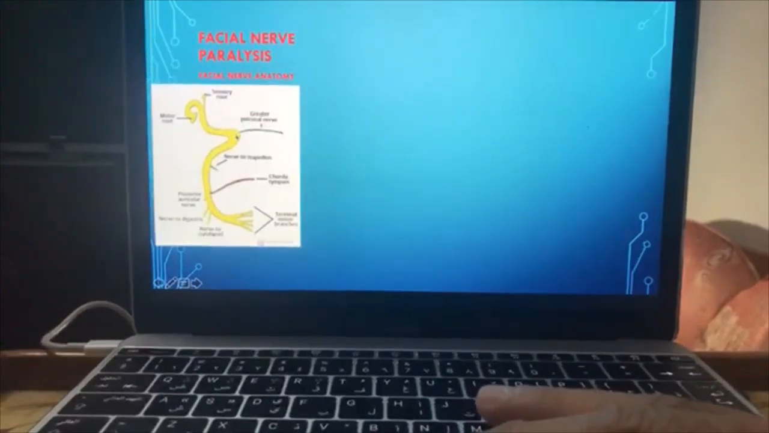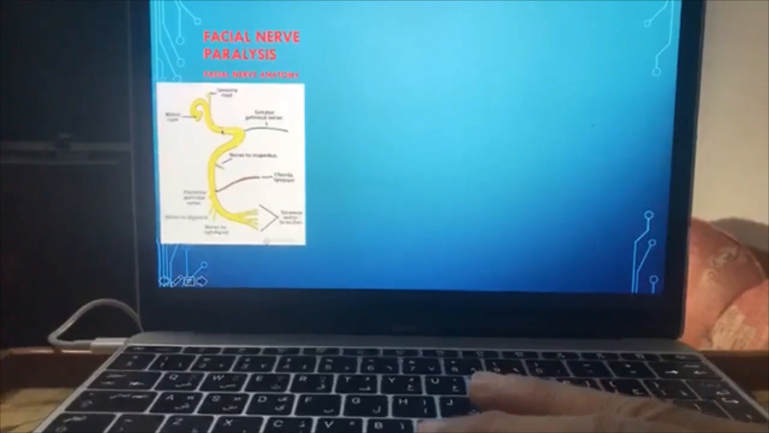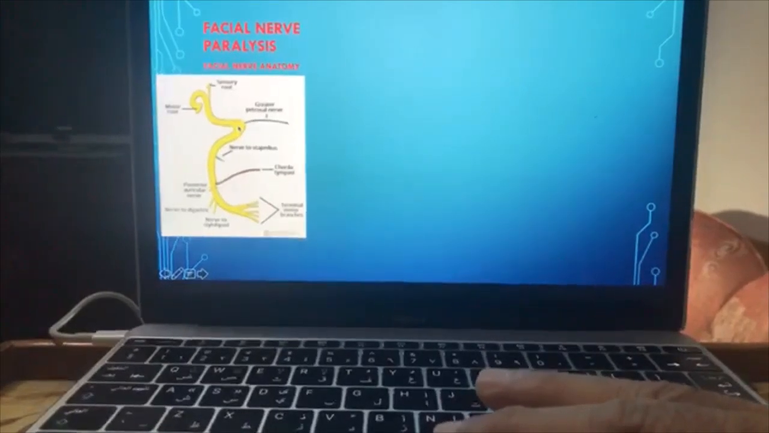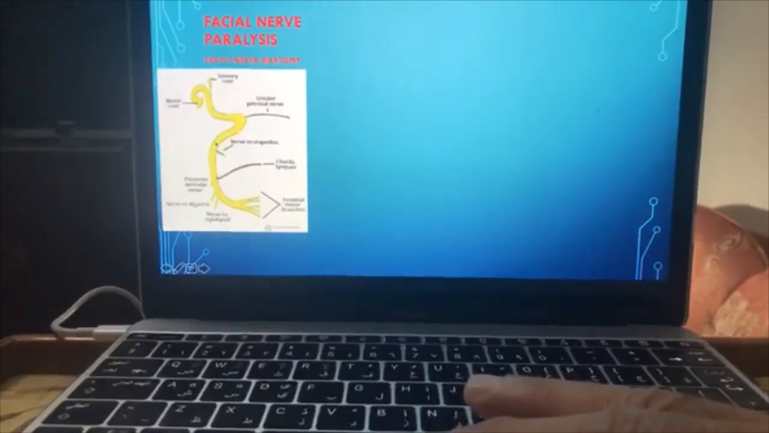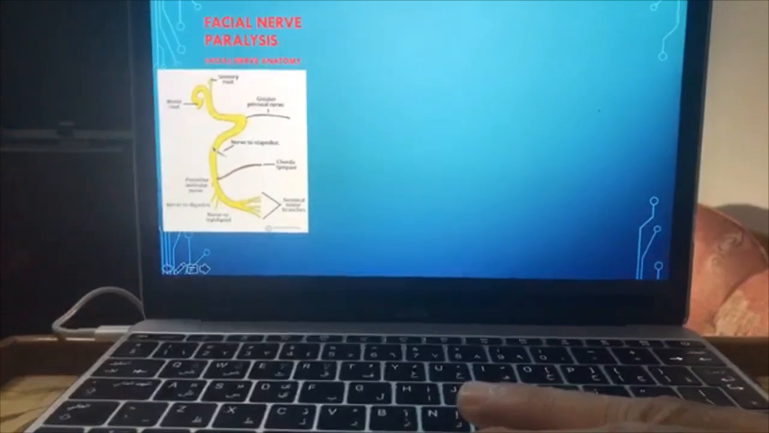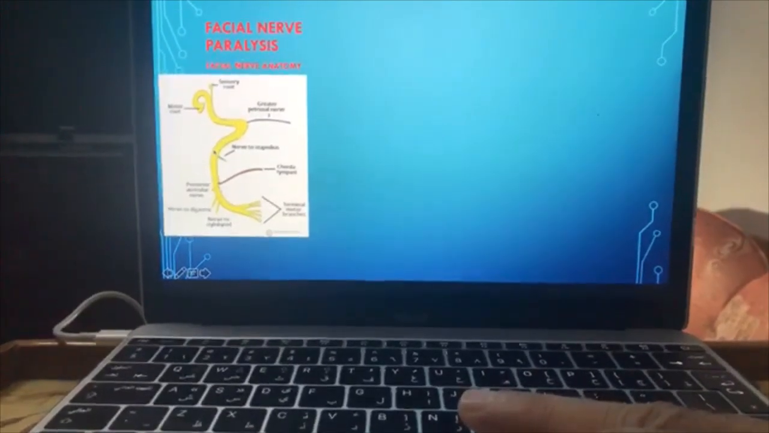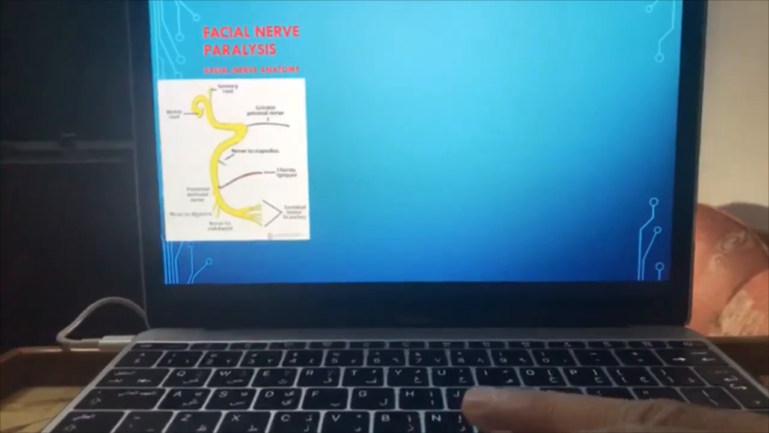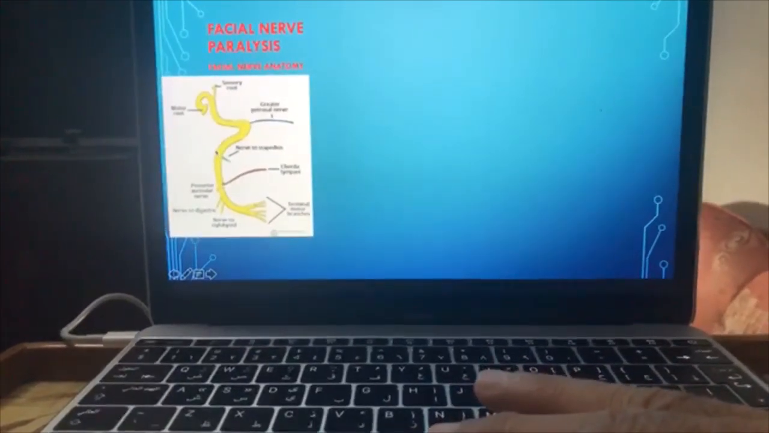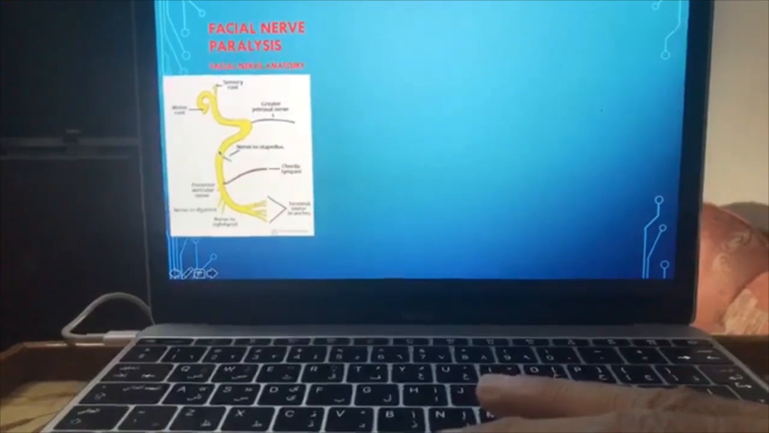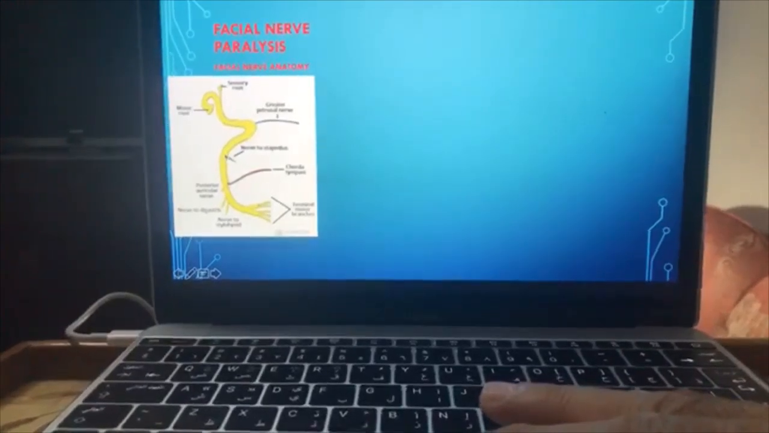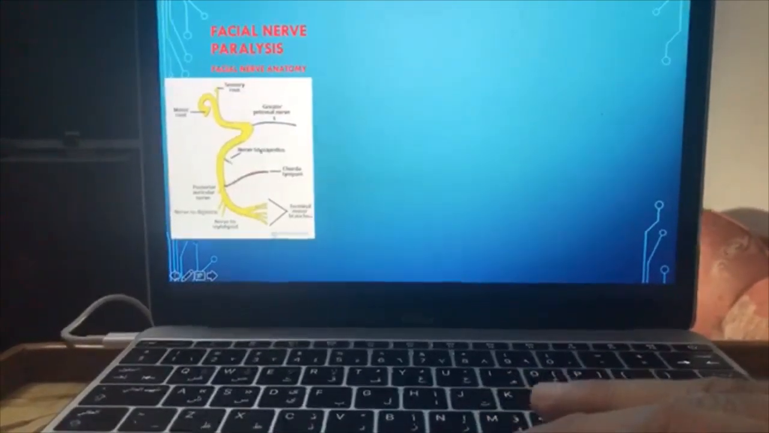That's the geniculate ganglion, and this is the labyrinthine segment. This is the tympanic segment. That's the first genu at the geniculate ganglion, the second genu at the end of the tympanic segment. Here, at this point, the blue point, rests the tip of the short process of the incus, pointing here to the second genu of the facial. At the second genu, 1 or 2 millimeters lower down, arises the nerve to stapedius.